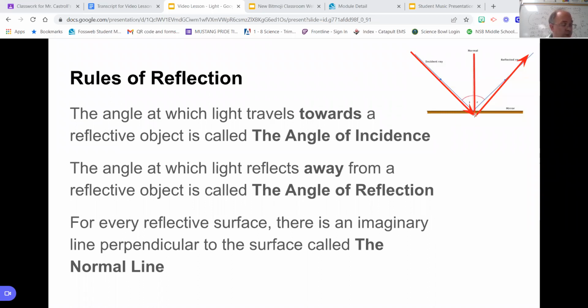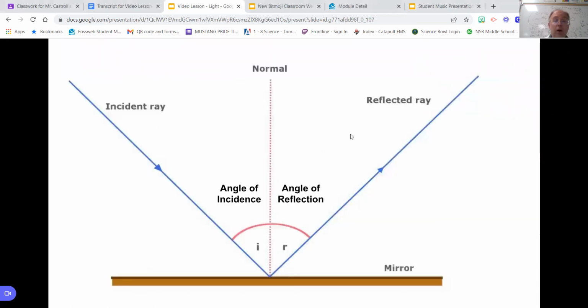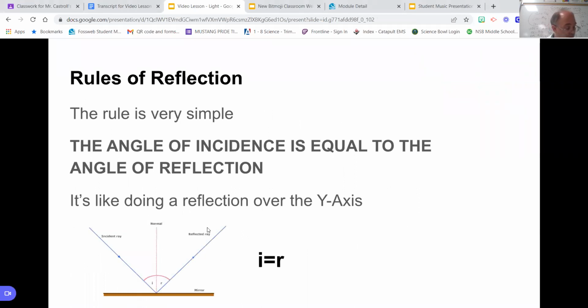The normal line is perpendicular to the mirror or whatever is reflecting. So we have the incident ray. You can see the light coming in. You see light coming out, that's the reflected ray, and right in the middle is the normal line. The angle between the incident ray and the normal line is the angle of incidence. The angle between the normal line and the reflected ray is the angle of reflection. And the rule is very simple. The angle of incidence equals the angle of reflection. So whatever is coming in is coming out at the same angle.